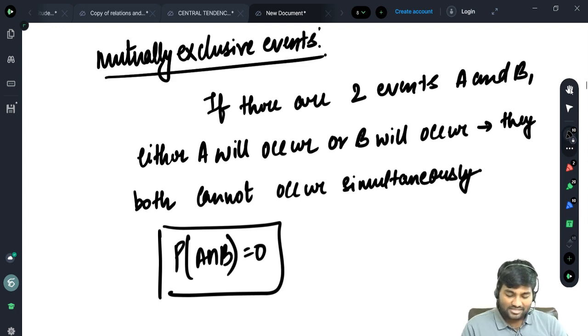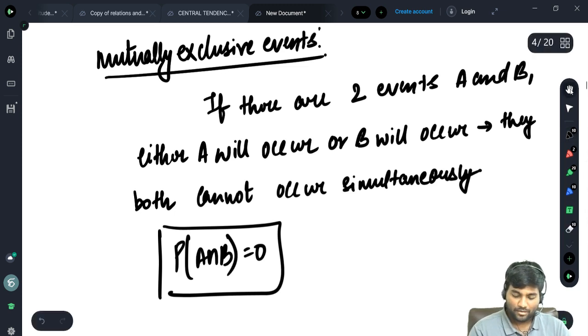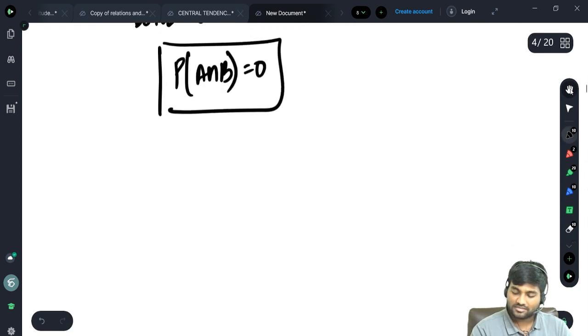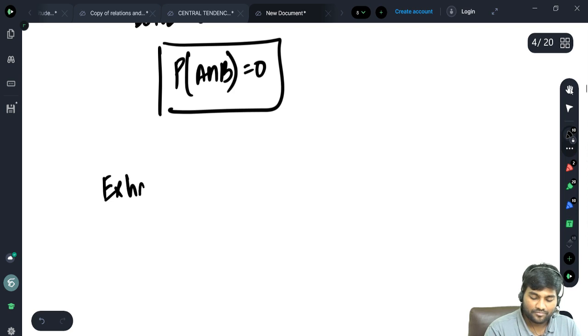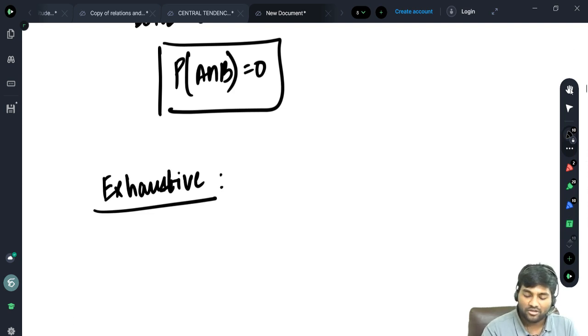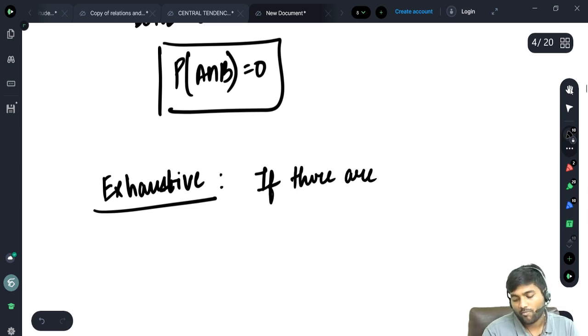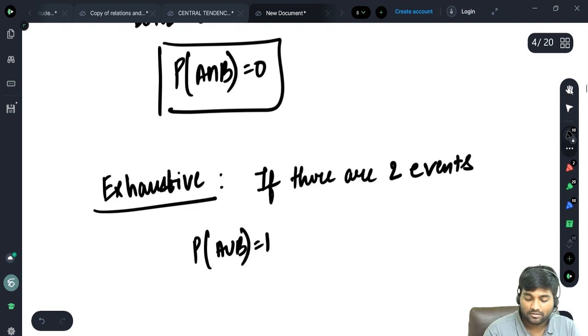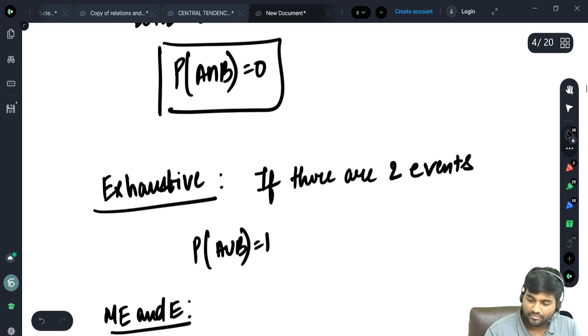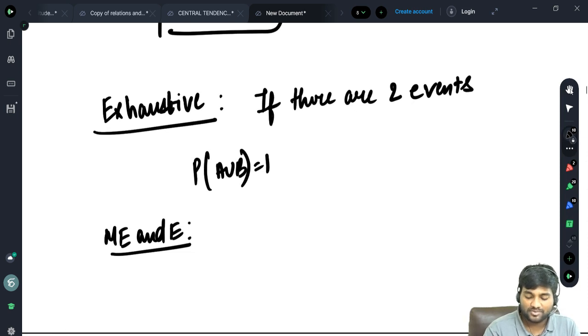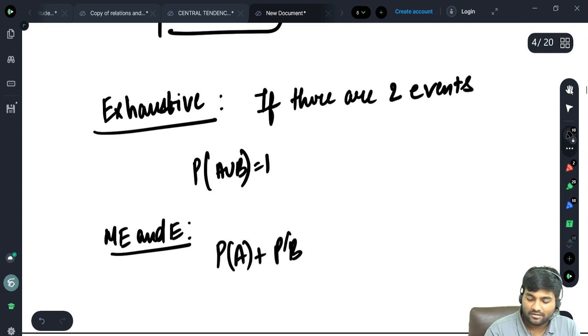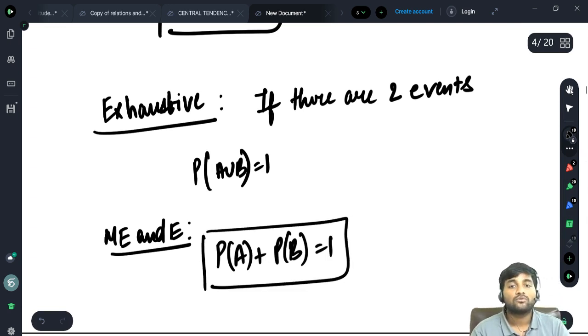So probability A intersection B is 0. Next, exhaustive. So basically, if there are two events, probability A union B will be what? 1. Clear? Now, mutually exclusive and exhaustive. So this means what? PA plus PB is equal to 1. Clear? Yes or no?